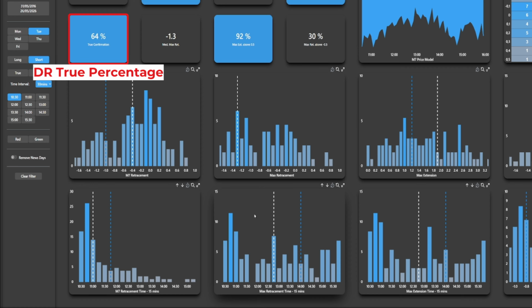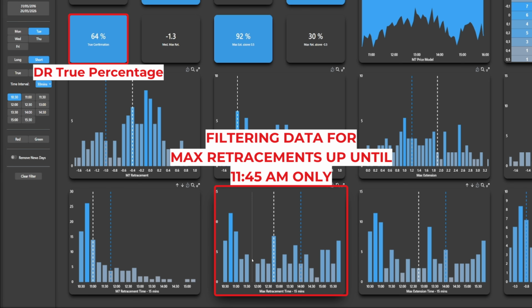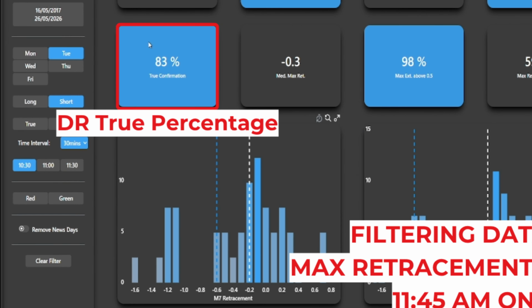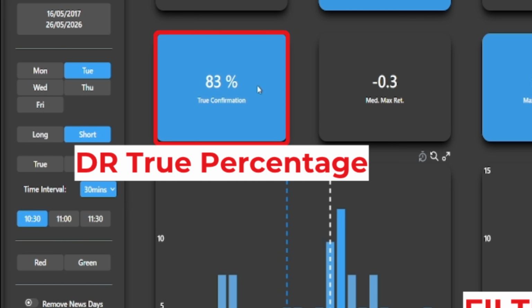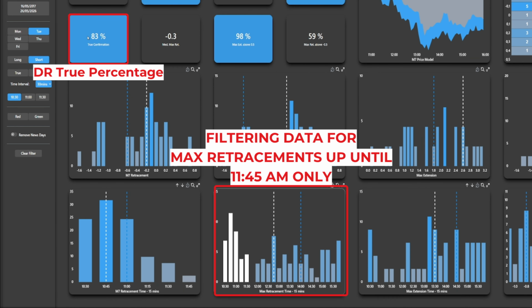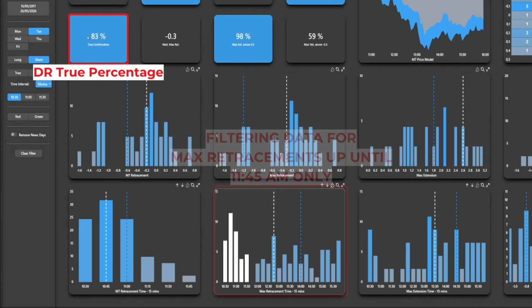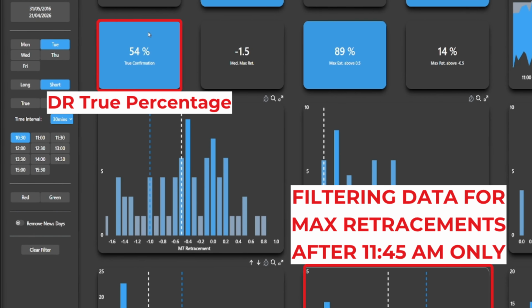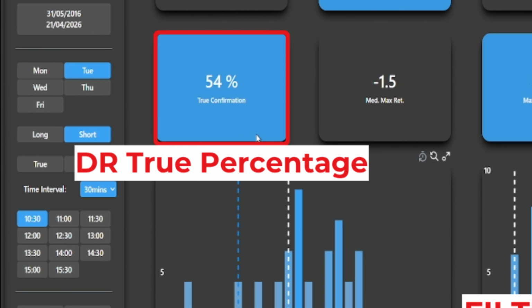The DR true percentage for the full dataset sits at 64%, but filter only for maximum retracements that happened before 11:45 a.m. That number jumps to 83%. 83%. That means when the maximum retracement occurred before 11:45 a.m., only 17% of the time did price close above the defining range for the rest of the session. Now filter for maximum retracements after 11:45 a.m. 54%, almost 50-50.